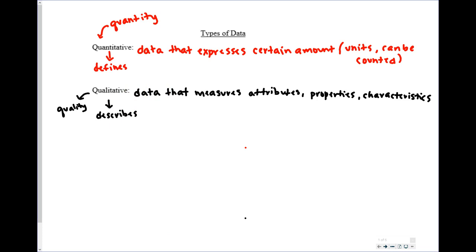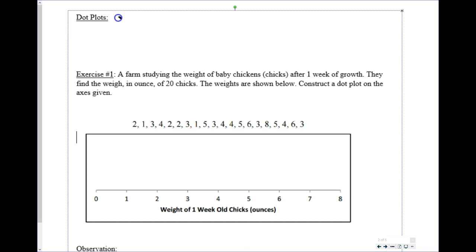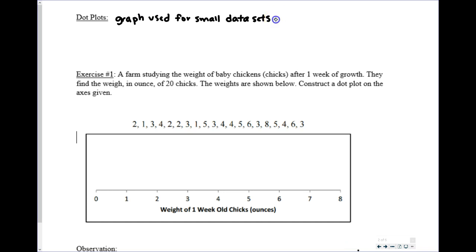So this learning target, we're going to use a lot of quantitative data, and we're going to talk about dot plots. That's the first kind of graph we're going to work with. Now, these should not take you very long. The first couple learning targets here should all be review. I just want to get into the feel of what these graphs look like. So a dot plot is a graph used for small data sets, and also the values fall into really specific categories.